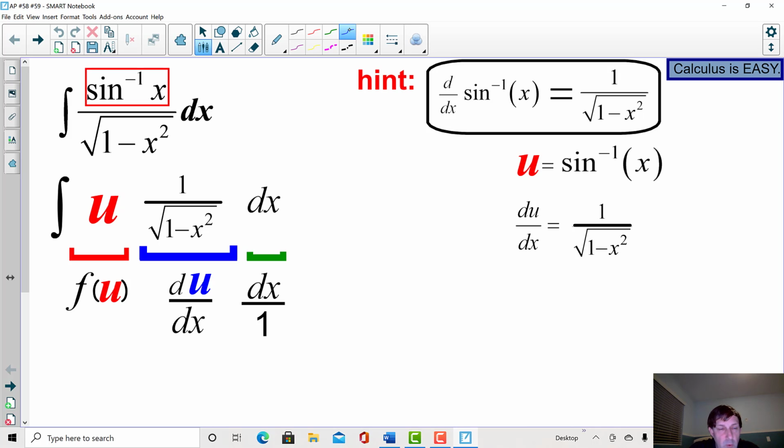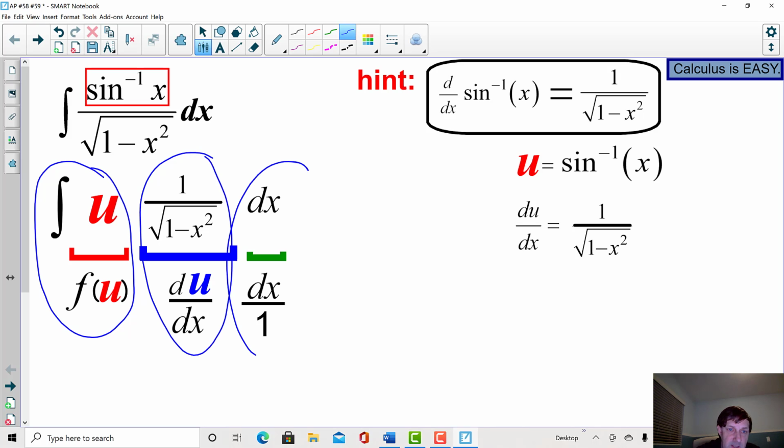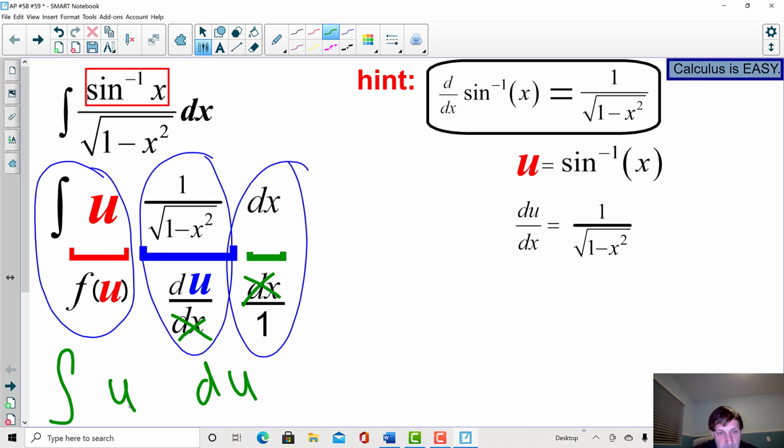Okay, we're going to practice some more of these integrals, and we're going to do it the fast way where we have the integral of some function of u, and then we're going to try to get the du/dx right next to the dx. The reason we do that is so the dx's will cancel, and we'll just be left with a du.